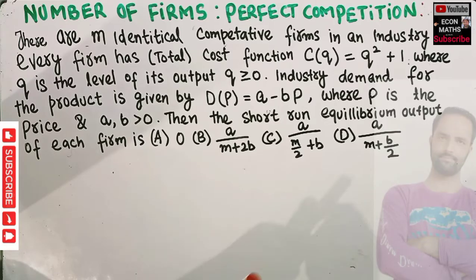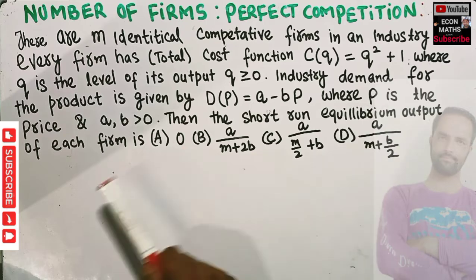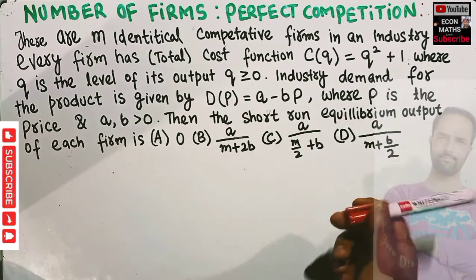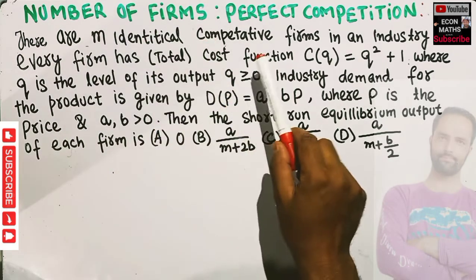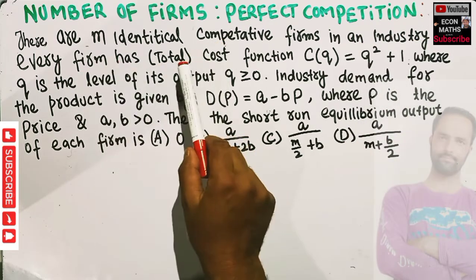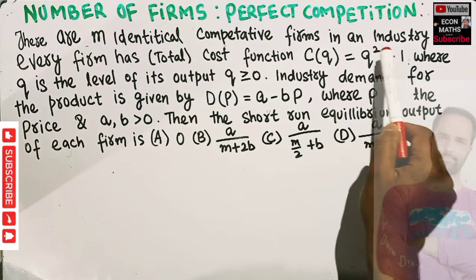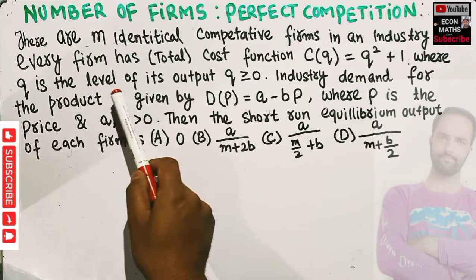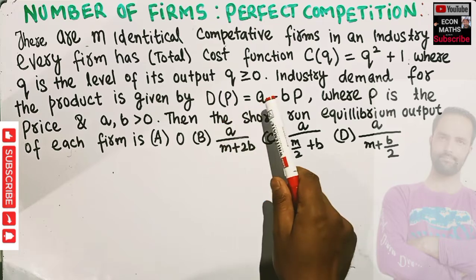In this video, we will solve a problem on how to find the short-term equilibrium output of a firm when we are given m identical competitive firms in an industry. The question is like this: there are m identical competitive firms in an industry. Every firm has the total cost function C(q) = q square plus 1, where q is the level of its output and q is greater than or equal to 0.